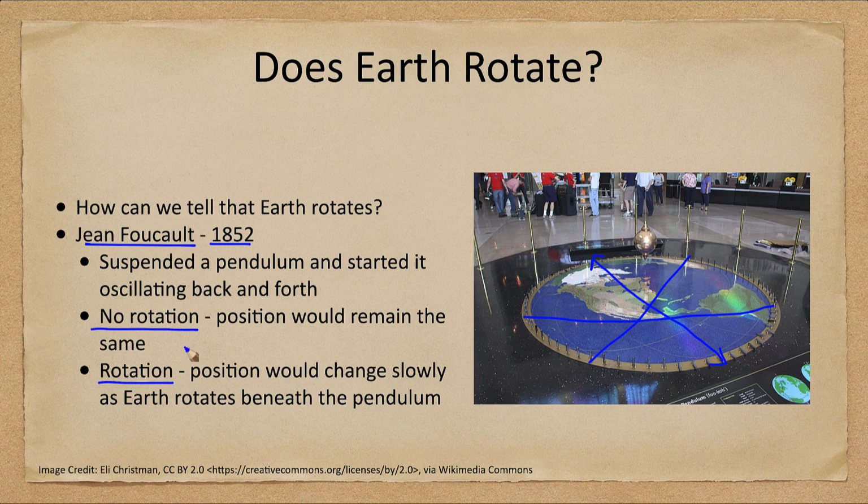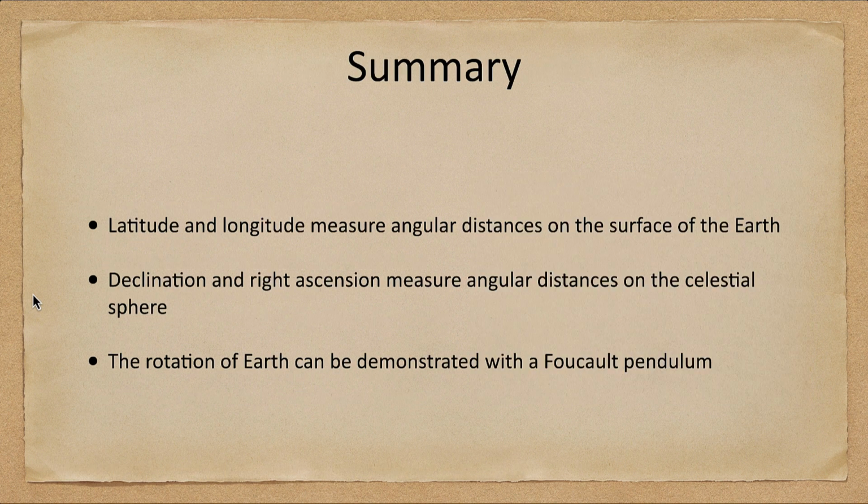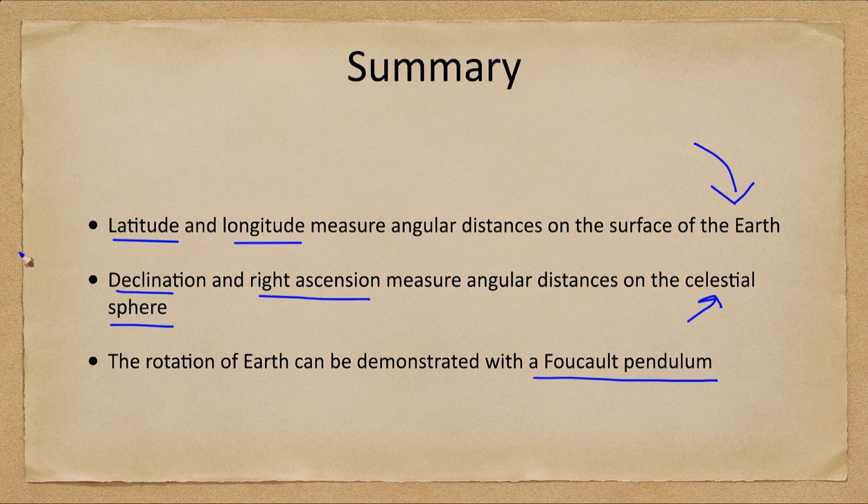So we can do this as an example and find that yes, it will rotate, that the Earth is indeed rotating underneath the pendulum. So let's go ahead and finish up with what we've looked at today in our summary. We talked about latitude and longitude on Earth. Those are ways to measure angular distances on the surface of Earth. Declination and right ascension are ways to measure this on the celestial sphere. And then we looked at the rotation of Earth and how that can be demonstrated with a Foucault pendulum.